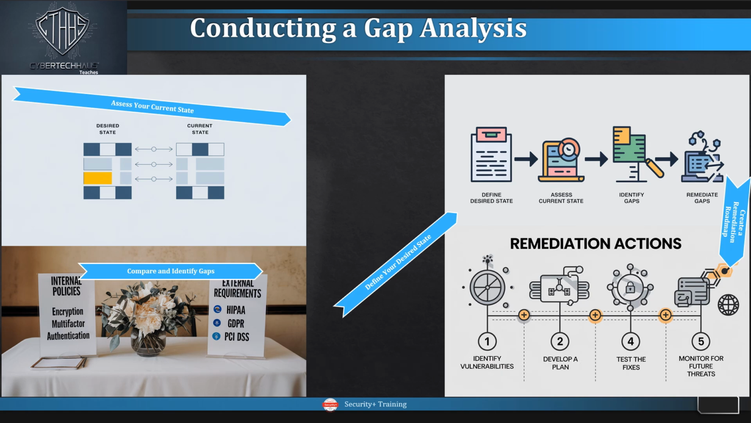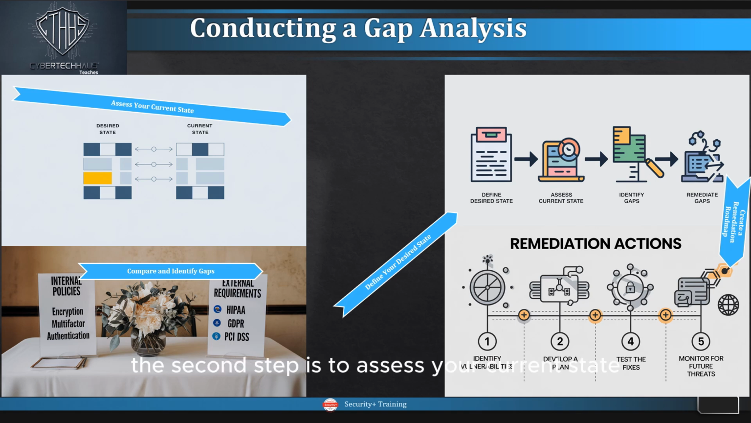For example, HIPAA. You must follow HIPAA for privacy if you handle health records. GDPR. If you process data from the European Union, GDPR applies. PCI DSS. If you manage credit card data, PCI DSS is a must. These internal and external rules give you a full picture of your target security level.